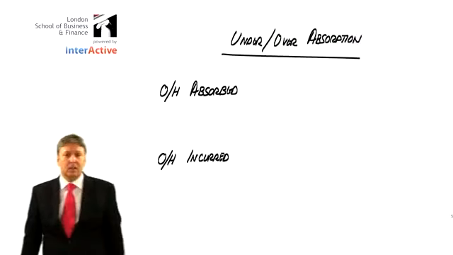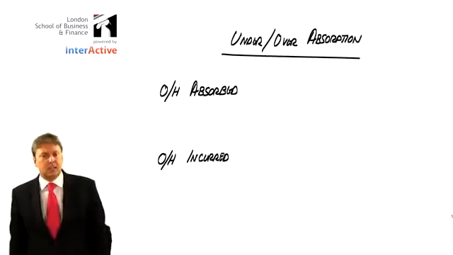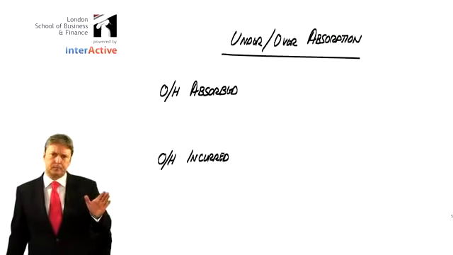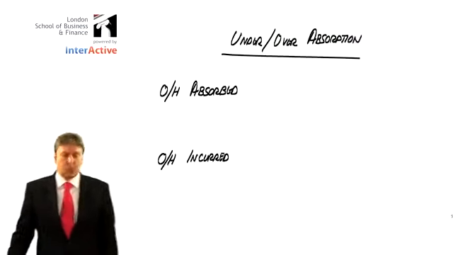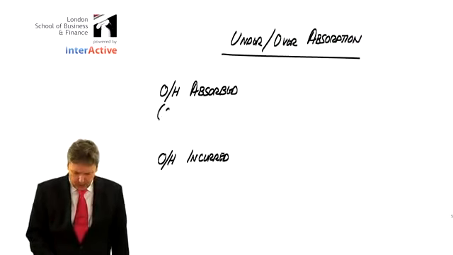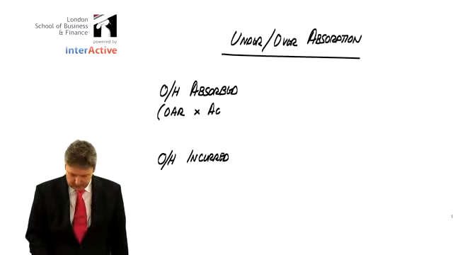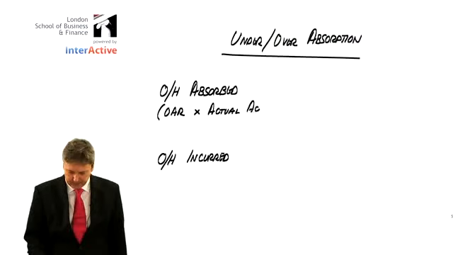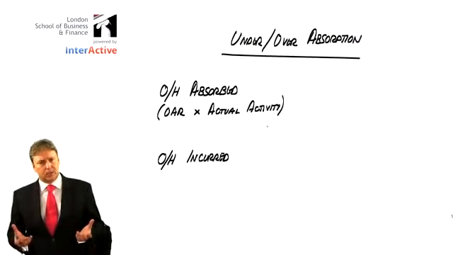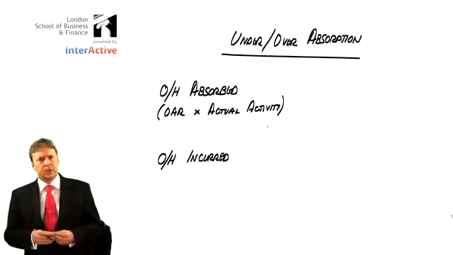Now, the overhead incurred is just a figure that we are given. It's, if you wish, the actual overhead incurred. Very straightforward. But when we look at the overhead absorbed, where do we get that from? Well, we take our overhead absorption rate and we multiply by the actual activity, the actual number of hours or units worked or produced.